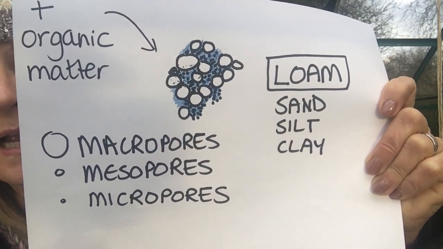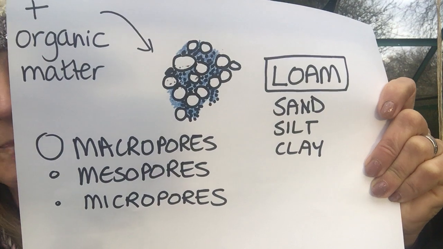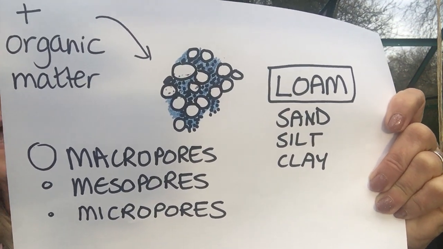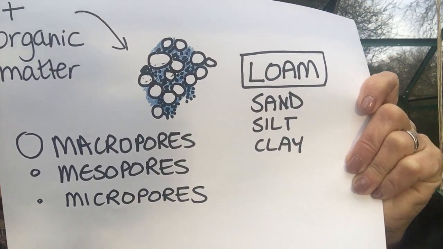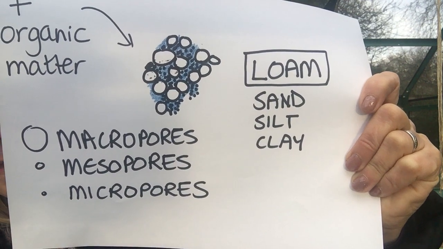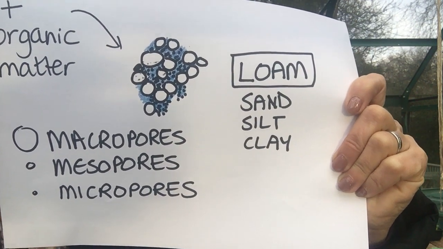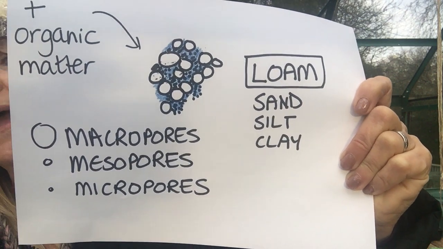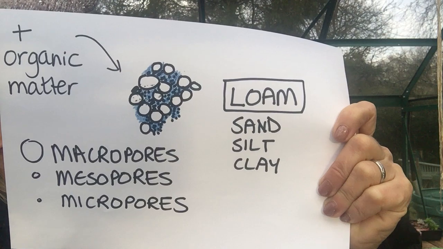So if you have a very clay soil or a very sandy soil, adding organic matter will improve the variety of the sizes of pore spaces. So this is what we call a loam soil, when we have a mixture of sand, silt and clay in fairly even proportions. But most soils anyway will have all three in. So those are our different pore sizes: micro, meso and macro pore spaces.